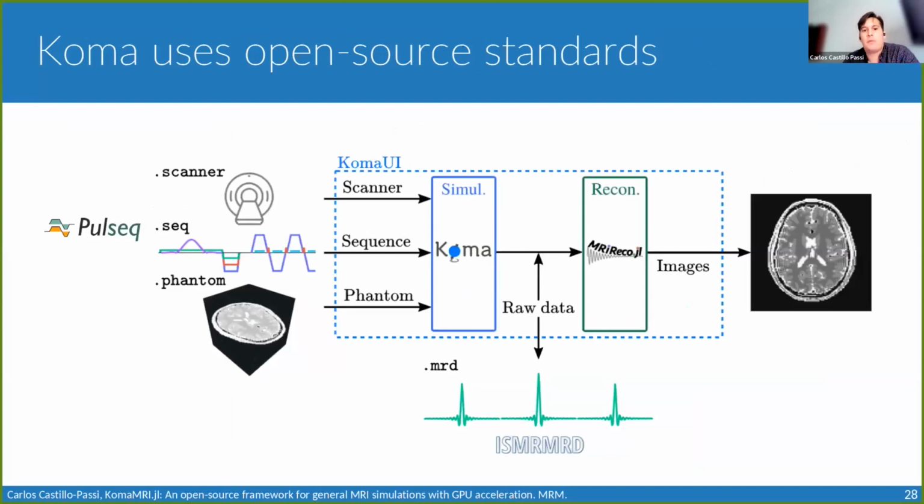And another feature that we believed was very important was to use open source standards. One of them I already mentioned, that is Pulseq for the sequence definition. But another one is for the raw data, we are using the ISMRMRD standard. That's what makes KomaMRI compatible with MRIReco. We haven't tested it with BART, but basically you can swap the reconstructor and you don't need to use MRIReco if you don't want to. And for the scanner and the phantom, we don't have any specific file type for those, but we're developing one for the phantom. So you have a description for a phantom, and you can basically share the phantom and the sequence, and then someone can recreate your simulations.